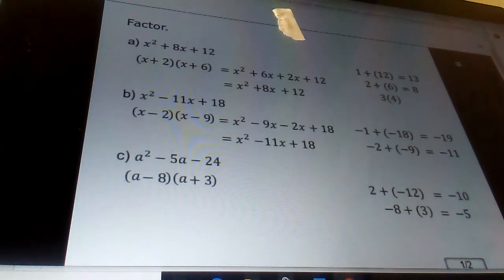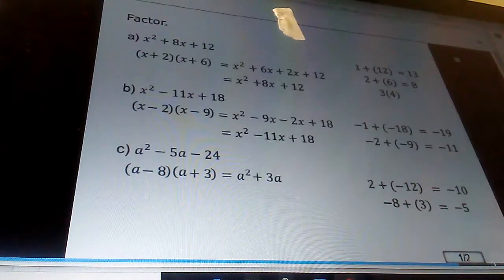Now let's check by applying the FOIL method to these binomials. Multiply the first terms of the binomials. A times A is A squared. Multiply the outer terms. A times positive 3 is positive 3A. Multiply the inner terms. Negative 8 times A is negative 8A. And multiply the last terms. Negative 8 times positive 3 is negative 24.